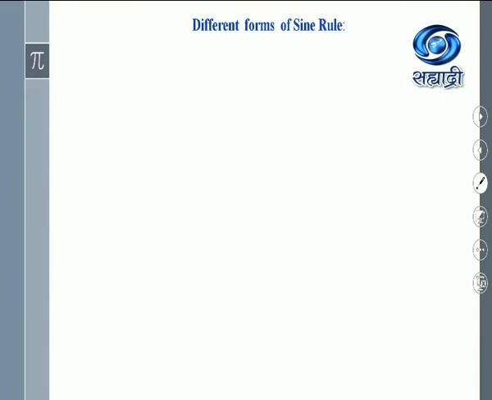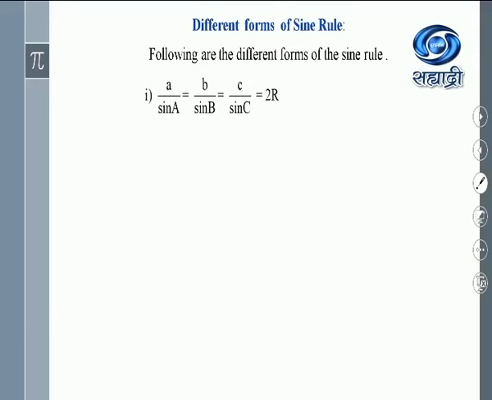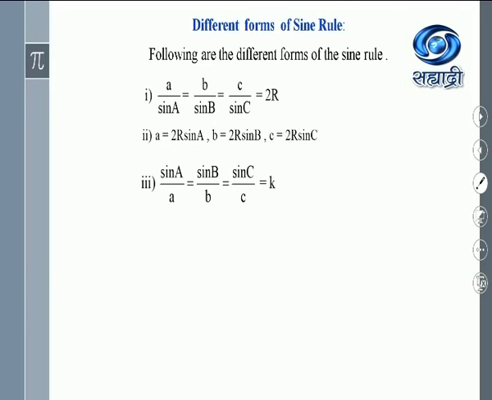Now see these different forms of the sine rule. Once again we revise because we need them while trying the sums. First is a upon sin A is equal to b upon sin B is equal to c upon sin C is equal to 2R. Then a is equal to 2R sin A, b is equal to 2R sin B and c is equal to 2R sin C, the second form. Third one is sin A upon a is equal to sin B upon b is equal to sin C upon c is equal to k.